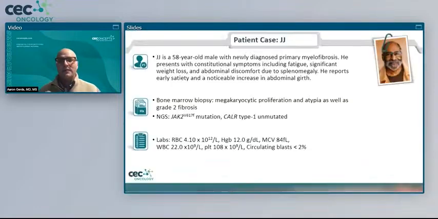So to start illustrating the points made with each of the different JAK inhibitors on the previous slide, we're going to go over a case. This case is JJ, who is a 58-year-old male with newly diagnosed primary myelofibrosis. He presents with some constitutional symptoms, including fatigue, significant weight loss, and abdominal discomfort due to splenomegaly. He reports early satiety and a noticeable increase in abdominal girth.